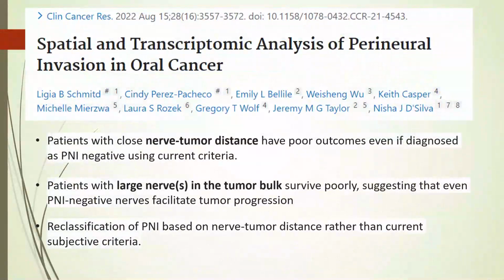And a few more studies have suggested that instead of only invasion, we calculate the nerve tumor distance. If there is a nerve and surrounding that there is tumor seen, we generally would not call it perineural invasion, but the closer the nerve tumor distance, and if the size of the nerve as such is larger, both of these have shown poorer prognosis in these patients. So maybe in future we can consider this.